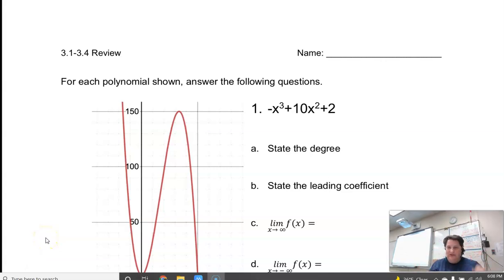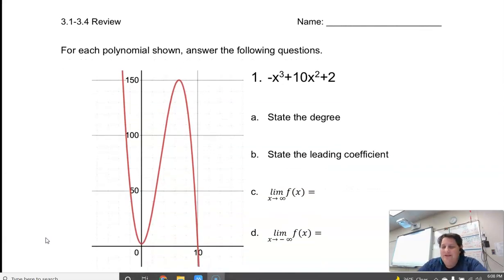We're going to go ahead and take a look at the 3.1 to 3.4 review. If you guys understand this review, you are going to kill it on the test. All right? Great. Let's make a few notes here.